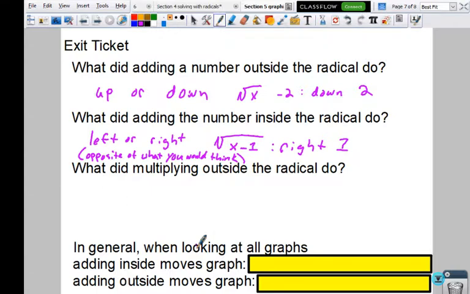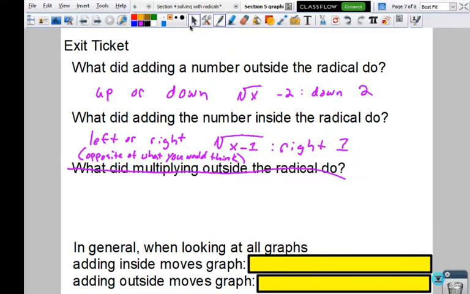I don't know why I wrote the whole thing out and didn't just write opposite, but oh well. So, if it's inside your square root, it's going to go left or right, but it's going to be opposite. And the multiply is a stretch or shrink, but we're not going to talk about that right now, so don't worry about it. I changed my mind halfway through this.